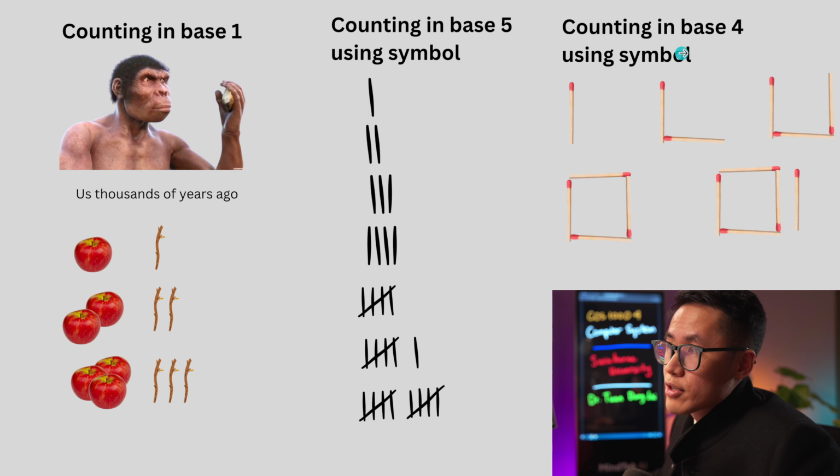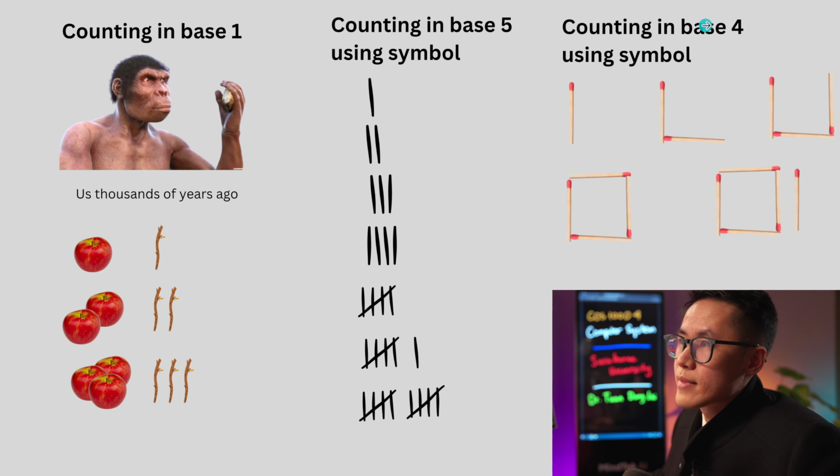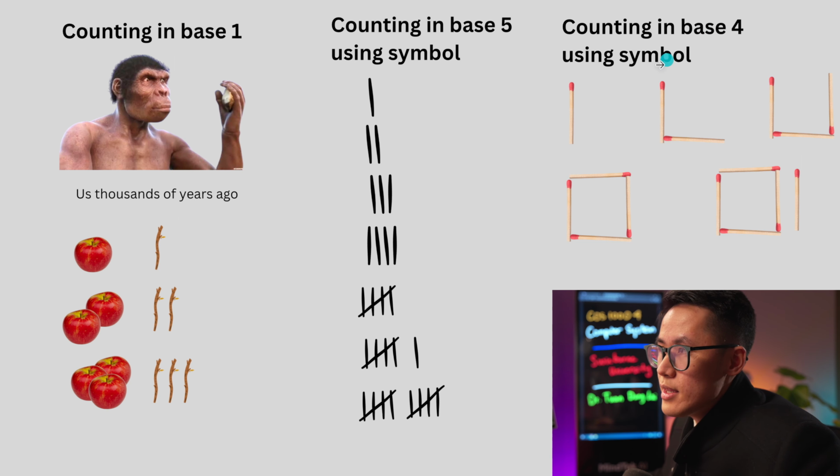Now let's say I count in base 4 using symbols. This is 1 matchstick. This is 1, and this is 2. To represent two objects, I will put 1 stick vertical and another stick horizontal. So this would be 2, and this would be 3. And then this would be 4, because it has 4 sticks in a square symbol.